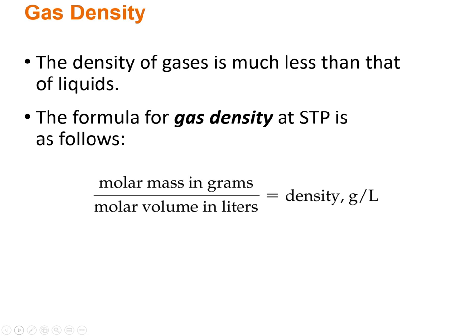Density. We talked about density in chapter 2. We focused on solids and liquids. Now we're going to talk about gas density. The density of a gas is much, much less than a liquid or a solid. And we have a special formula for gas density when that gas is at STP. Remember that that means standard temperature and pressure.